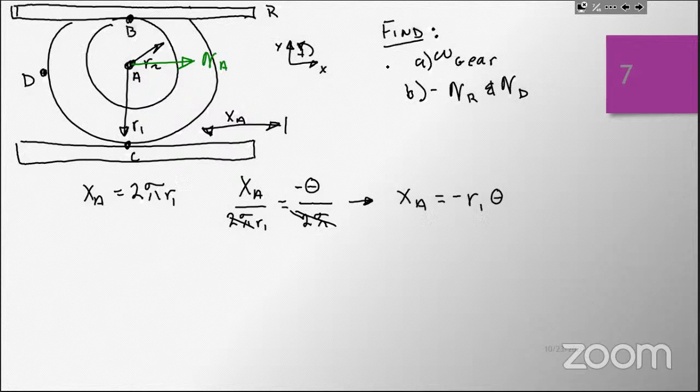Now, why is this important? We don't need to know anything about position, right? But we were asked to find omega, which is a velocity. How would I get the velocity of that point A? An equation for the velocity of point A from the equation that I just wrote.